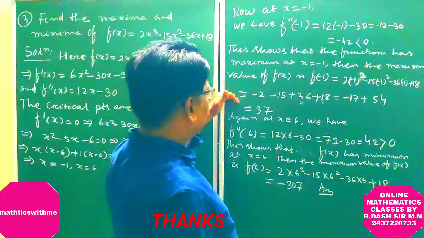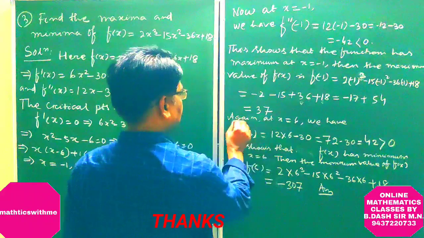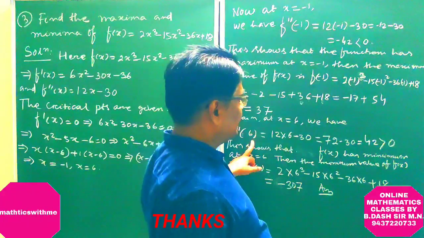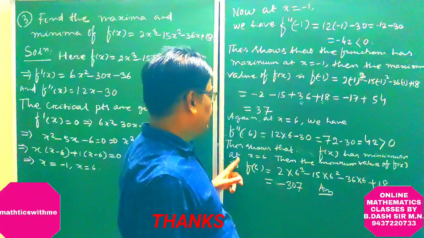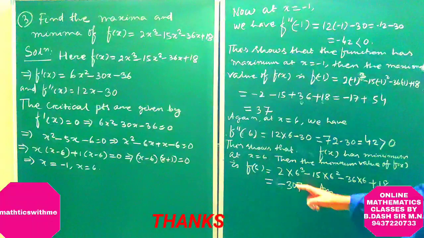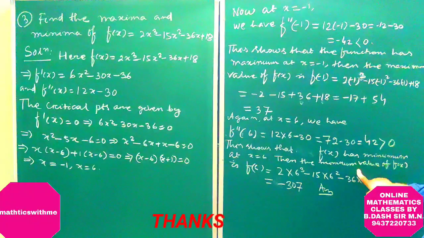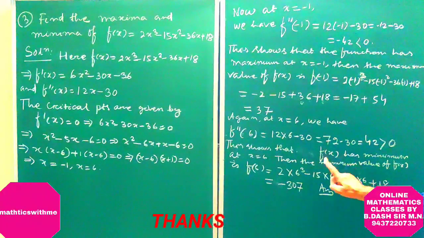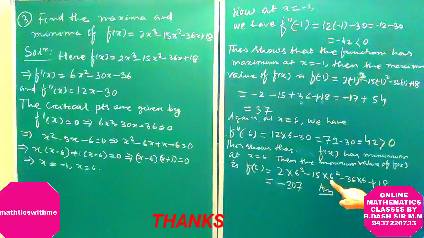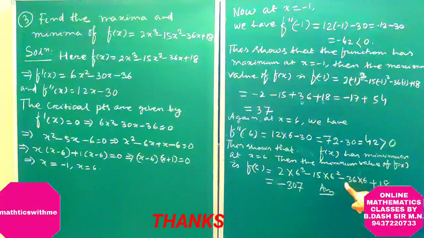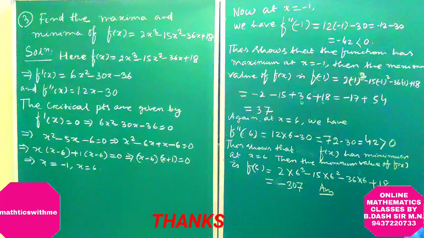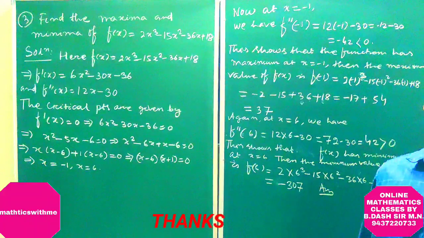So at x is equal to 6, we have f double dash of 6 is 42 greater than 0. This shows that f of x has minimum at x is equal to 6. Then the minimum value of the function is f of 6, which is 2 into 6 cube minus 15 into 6 square minus 36 into 6 plus 18, after simplification is minus 307.